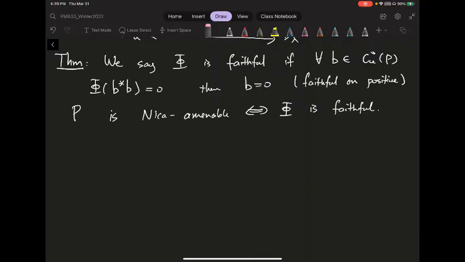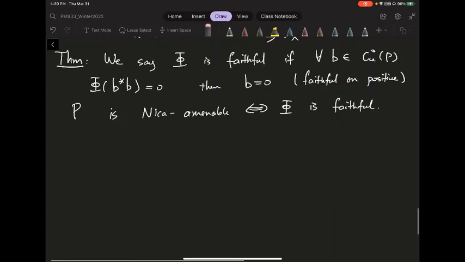So now let's try to prove this main theorem. Basically, nuclearity, or amenability, holds if and only if your conditional expectation is faithful. So first of all, to show the forward direction, assume your P is amenable, so your full and reduced algebras are the same. Then showing the conditional expectation on the full is faithful is essentially the same as showing the conditional expectation on the reduced is faithful.